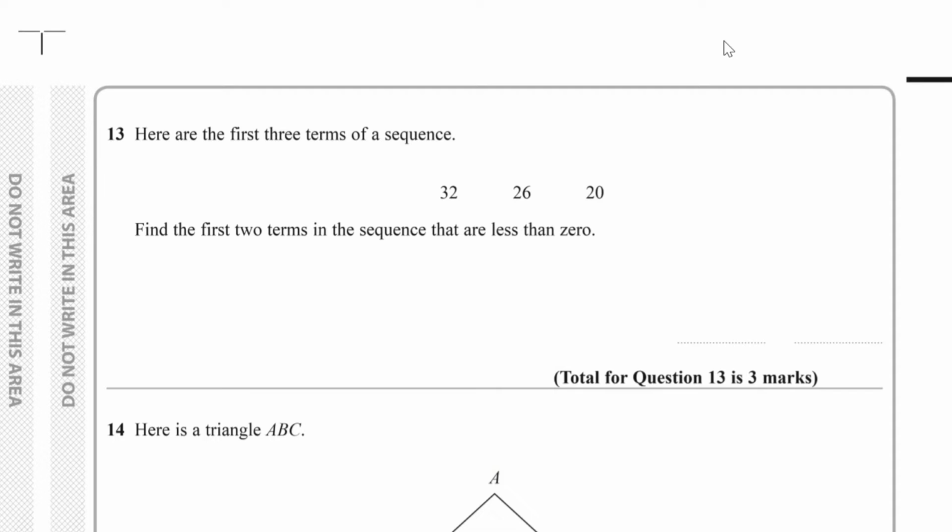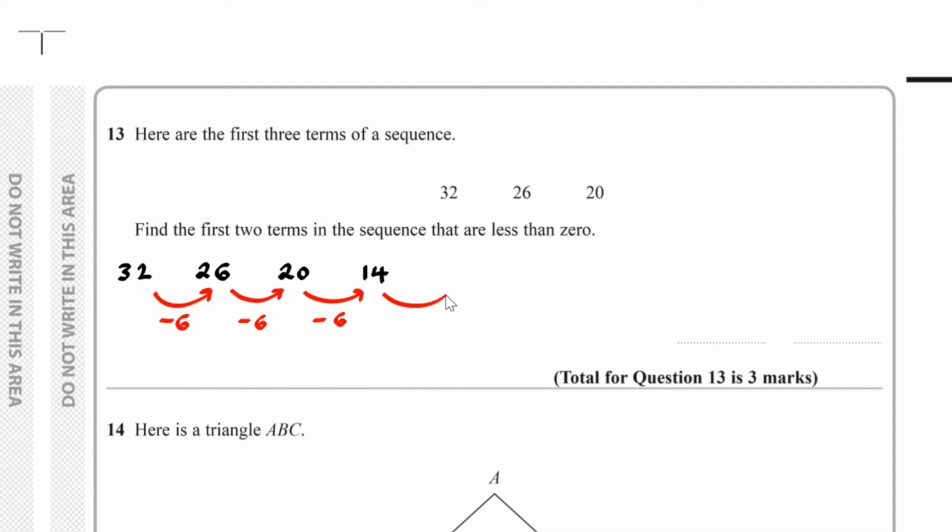Question number 13. Here are the first three terms of a sequence. We've got 32, 26, 20, and we have to find the first two terms in the sequence that are less than 0. So, we start off with this 32, then we go to 26, then we go to 20. What do you notice? Well, each time we subtract 6. So if I subtract 6 once again, I get 14.